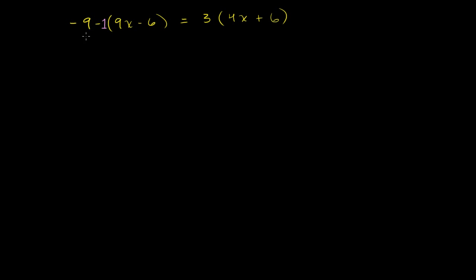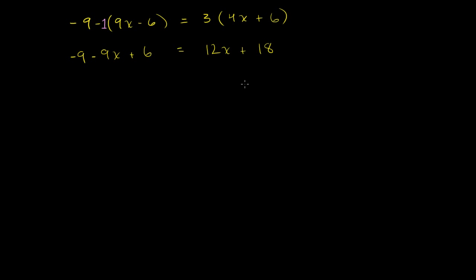So the left-hand side of our equation, we have our negative 9. And then we want to multiply the negative 1 times each of these terms. So negative 1 times 9x is negative 9x. And then negative 1 times negative 6 is plus 6, or positive 6. And then that is going to be equal to, let's distribute the 3. 3 times 4x is 12x. And then 3 times 6 is 18.